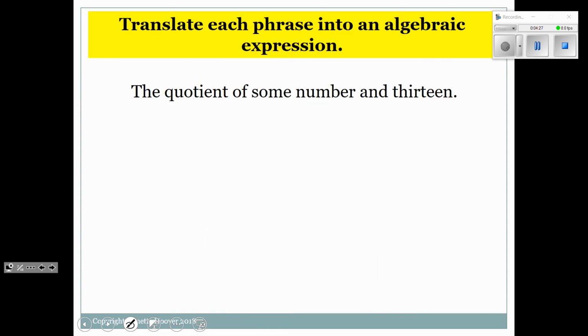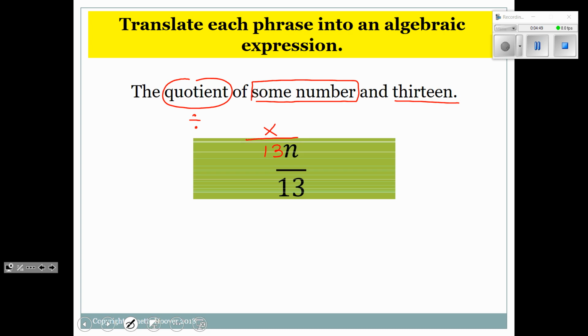The quotient of some number and 13. We have learned that a quotient is the answer to a division problem. So we know we're going to have a division problem. Some number, that's our unknown number, goes on top. And 13, whatever they say last, goes on the bottom. So the quotient of some number and 13 is x divided by 13, or whatever variable you choose.